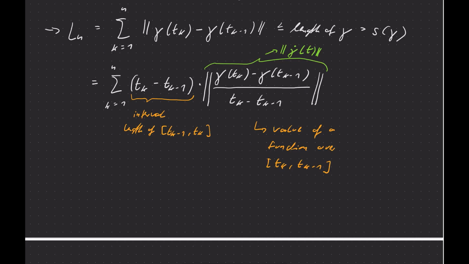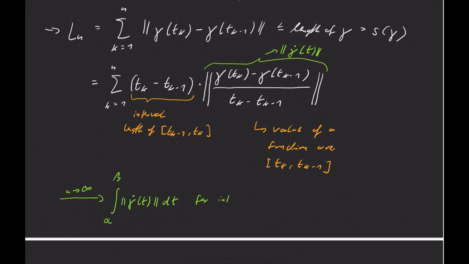So what you can see here is that whole thing here. If we take more and more points and also reduce the interval length at the same time, then this whole thing converges to the integral of the norm of gamma dot of t dt. Because it's a Riemannian sum and we refine that sum more and more. Okay?